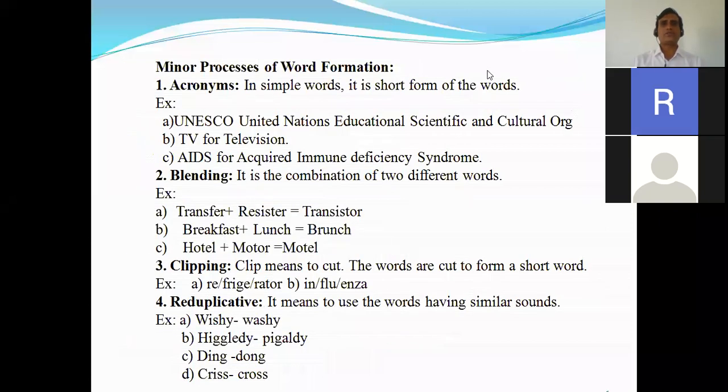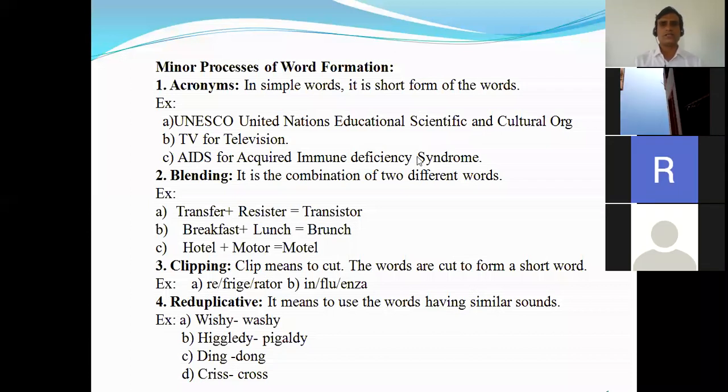There are minor processes of word formation. The first is acronym. Acronym simply means it is a short form of the word.